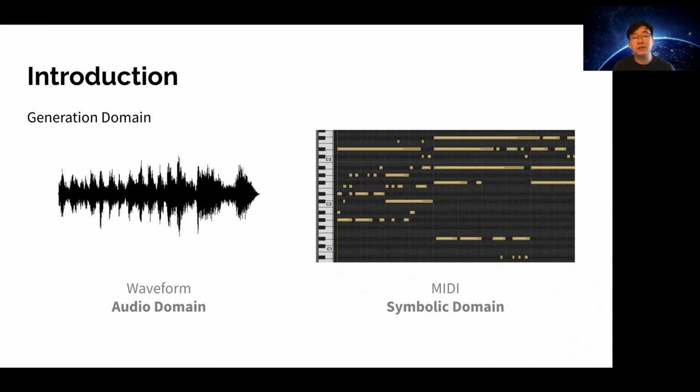So obviously, for these two ways of storing music, there are two types of models for music generation. One is called the symbolic domain generation model, which will output MIDIs, and the other is called the audio domain generation model, and it outputs waveform audio directly.